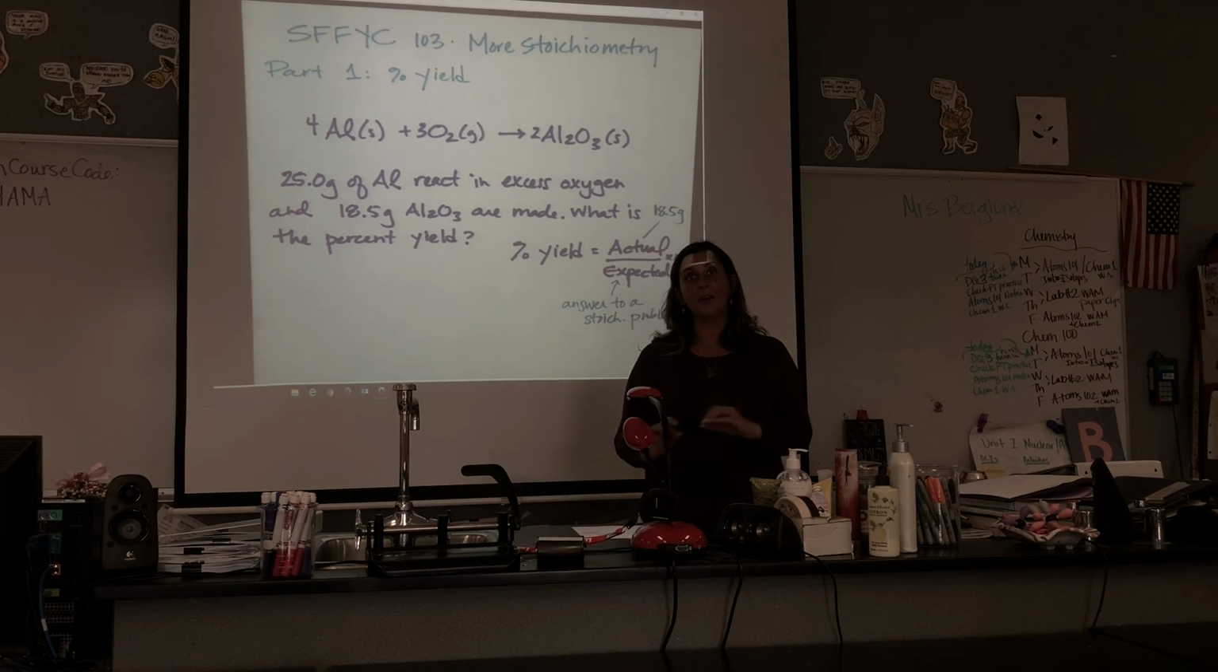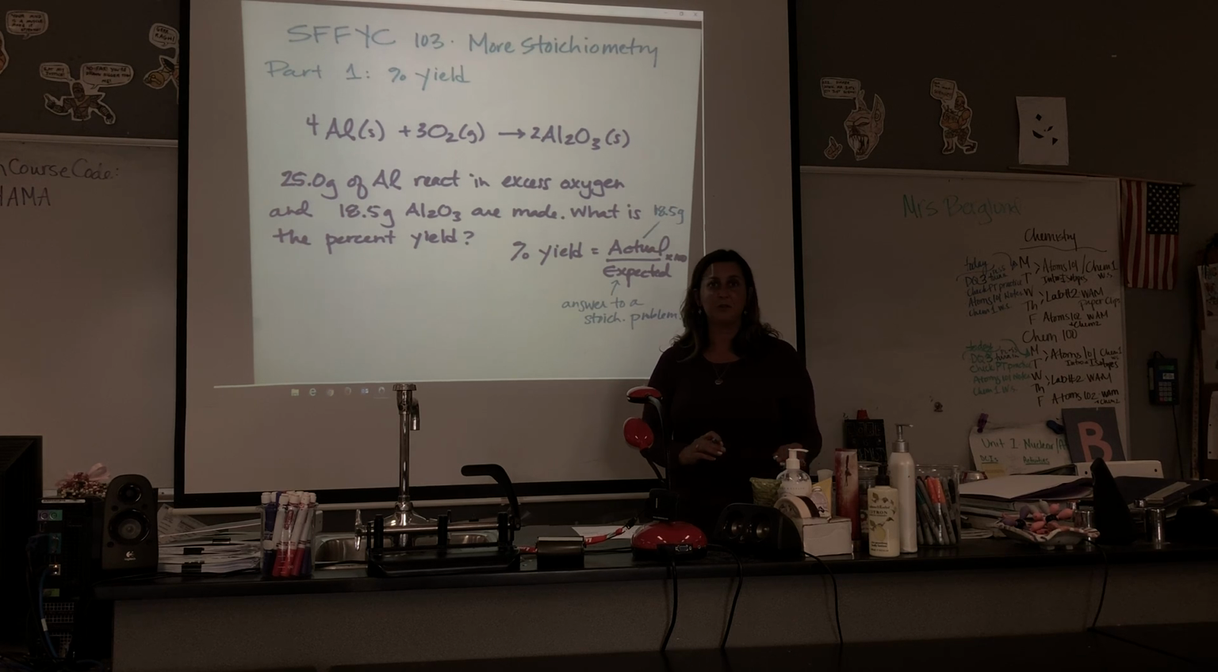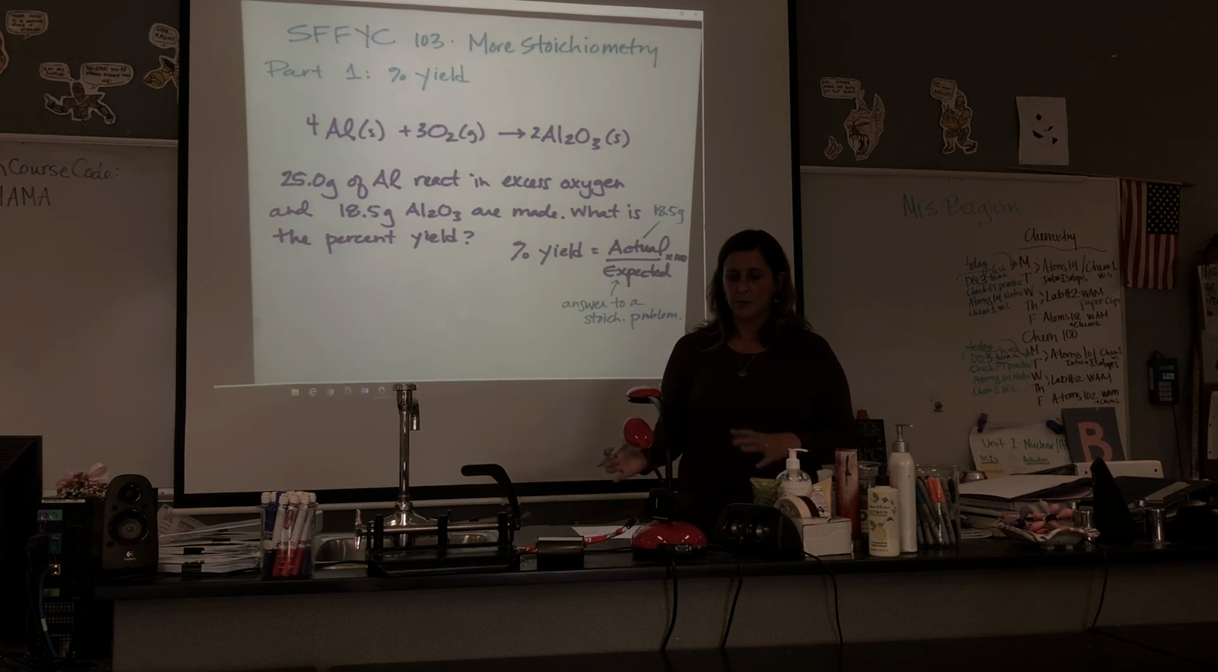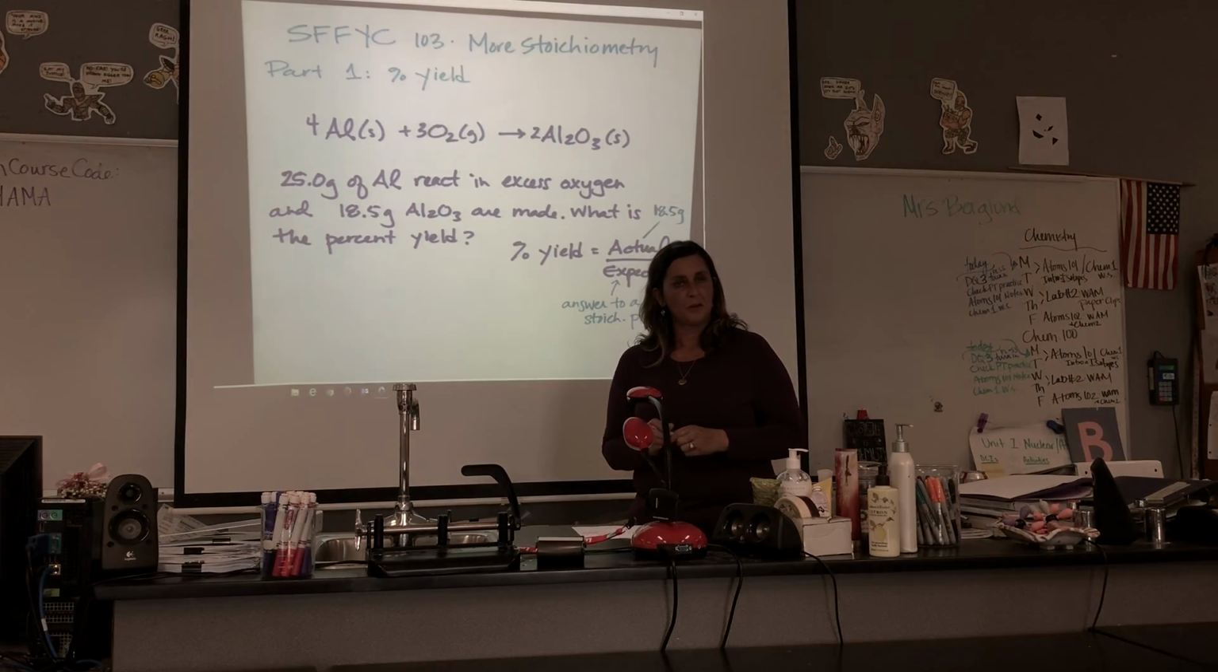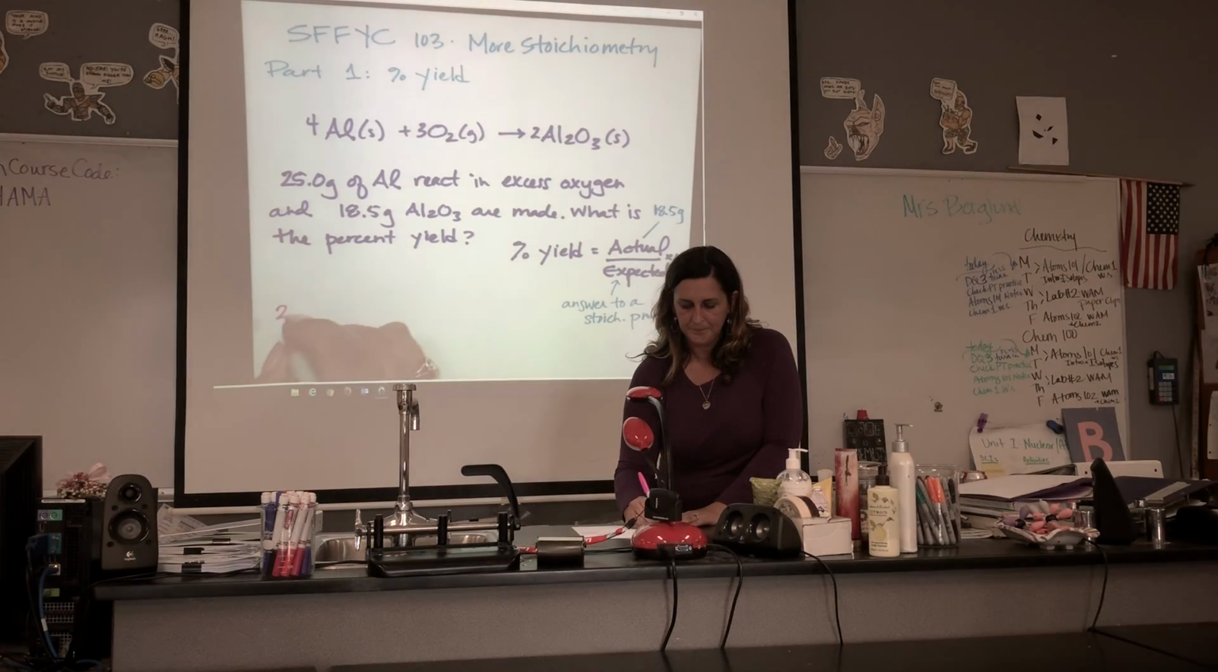So we have to stoichiometry our way to what's expected. Kind of like if we were trying to figure out our paycheck, we would multiply our hourly wage times our number of hours to figure out our paycheck. So we have to figure out what's expected. And in order to do that, we're going to start with the 25 grams of aluminum.